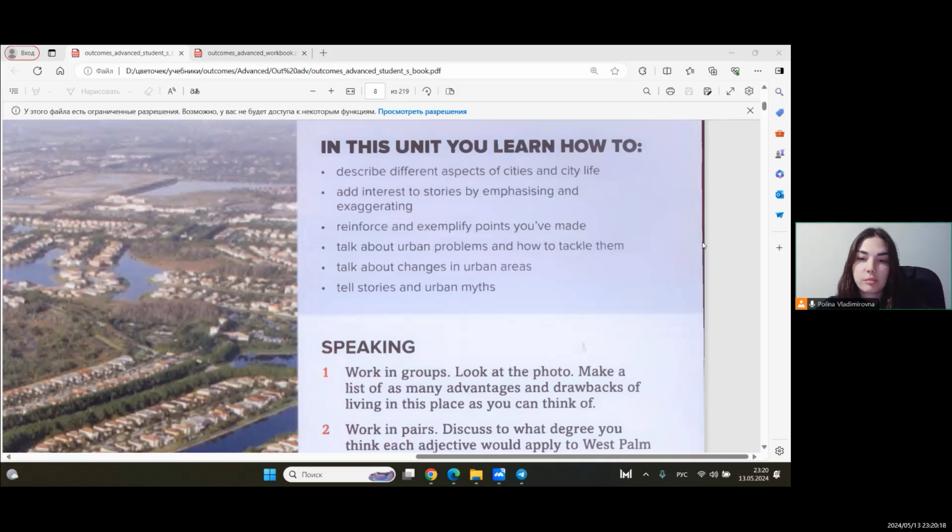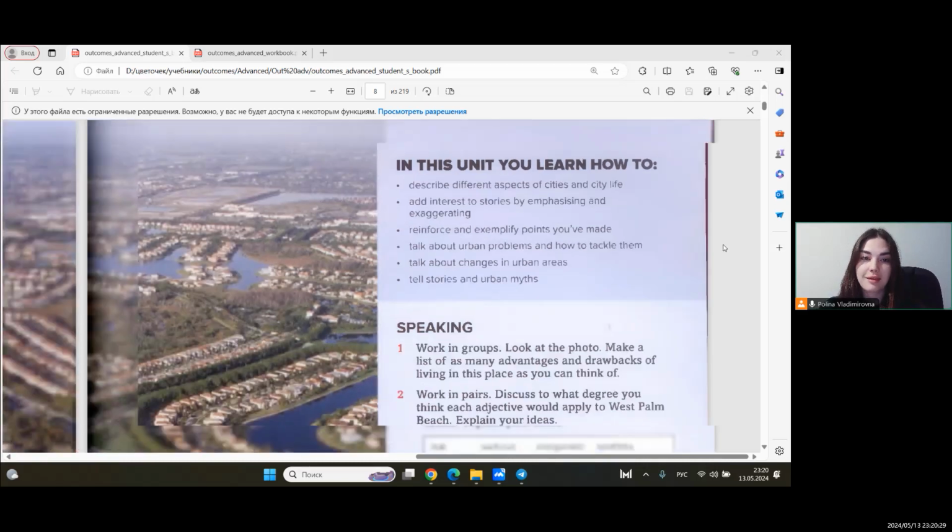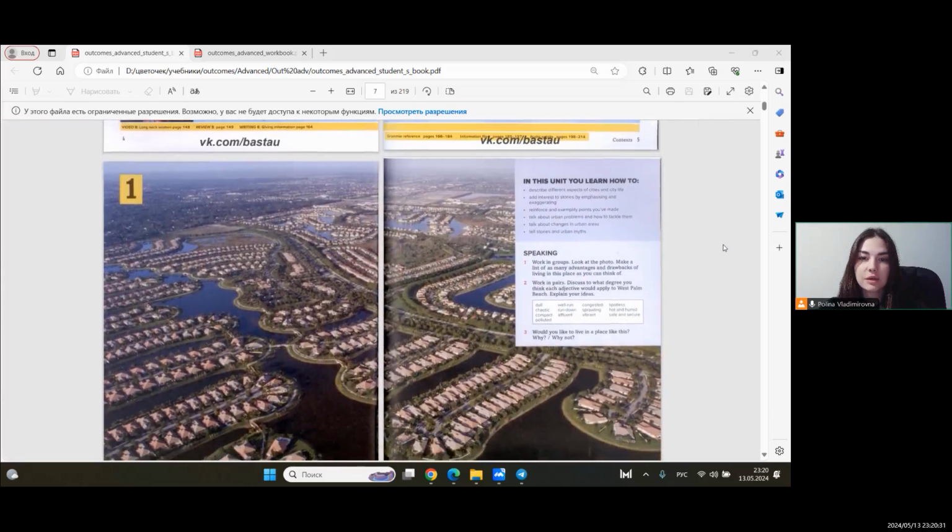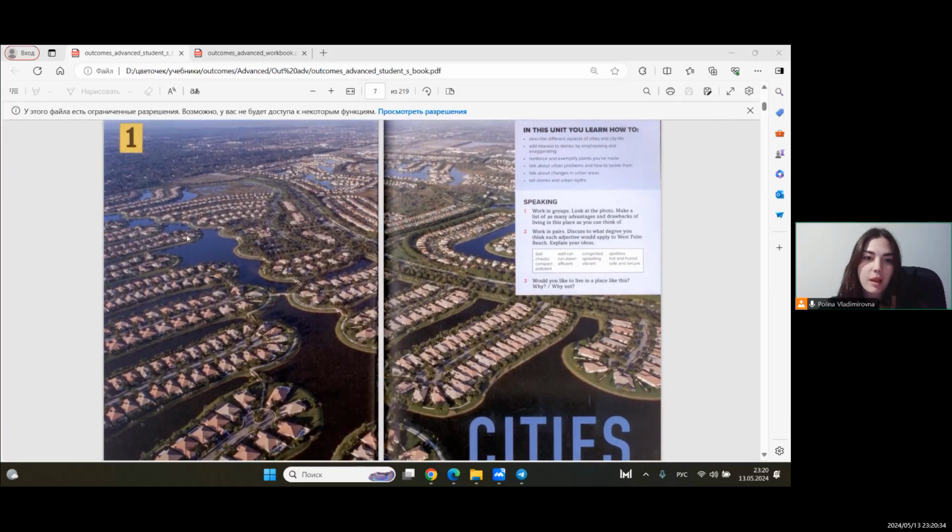Talk about urban problems and how to tackle them. Talk about changes in urban areas and tell stories and urban myths. It's going to be interesting, I think. So let's have a look at this picture. Wow, what an unusual area for me. Actually, I've never seen anything like this. This is the first time I see such a city, if I can say so.